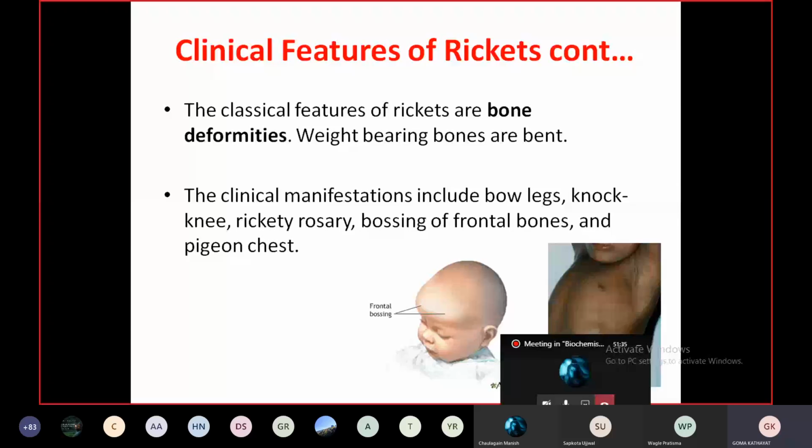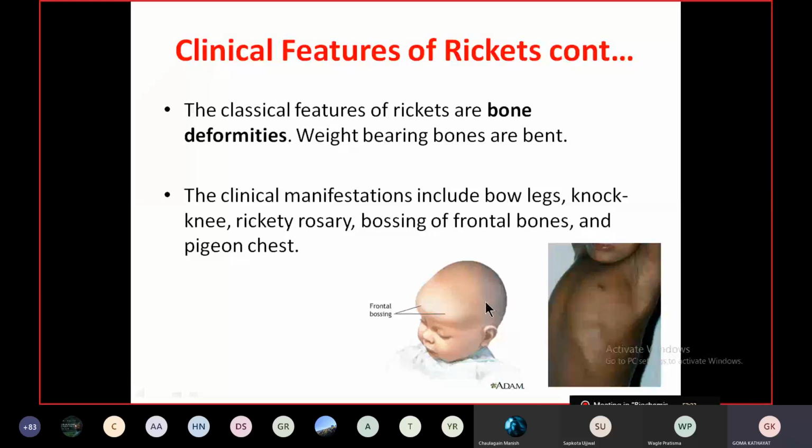If you see this figure here, can you see the beads? These are the ribs, and at the ends of the epiphysis there is formation of rickety rosary. Also bossing of the frontal bones as well as pigeon chest. Here, this is pigeon chest. These are some clinical features of rickets.